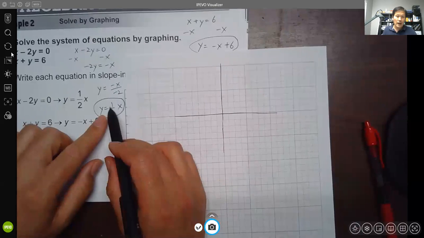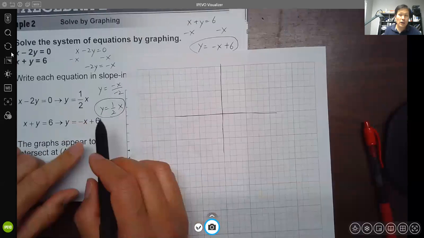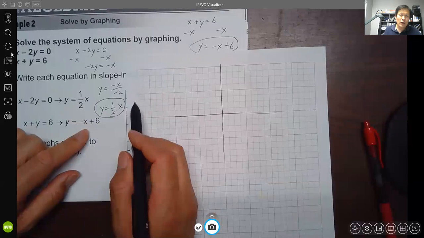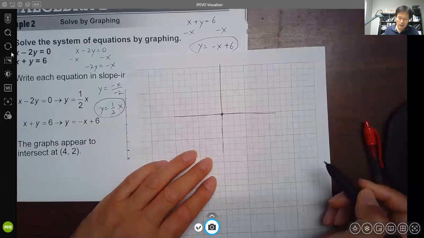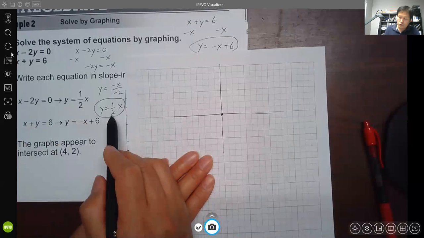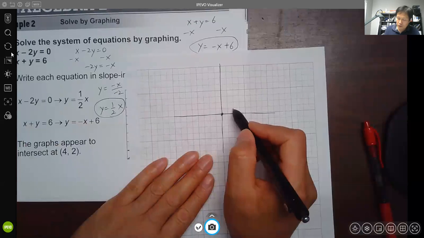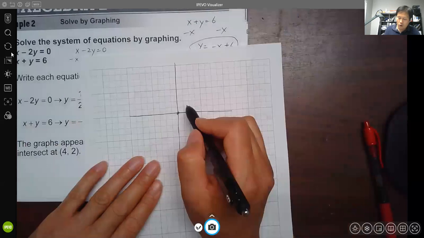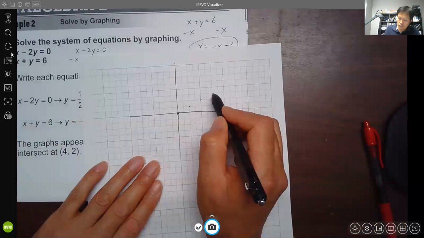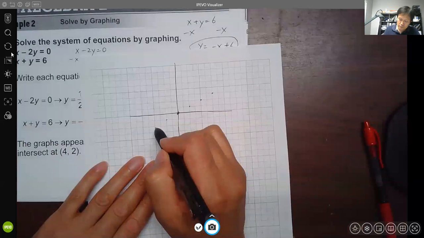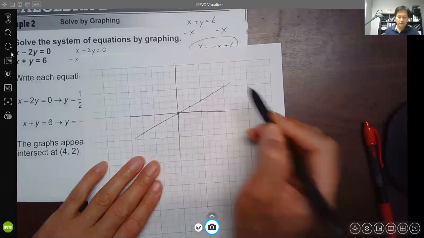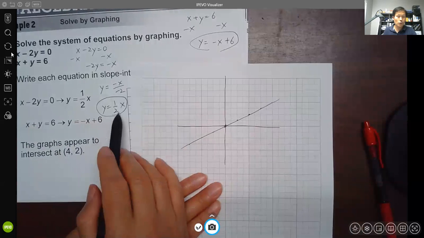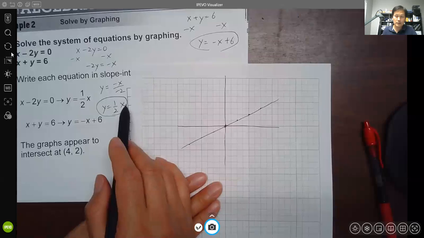Y equal to 1/2 x. If you look at it, there's no y-intercept. Y-intercept is 0. Slope is 1 over 2. You go up 1, right 2. Up 1, right 2. You got the idea. So that will be the graph of y equal to 1 over 2x.